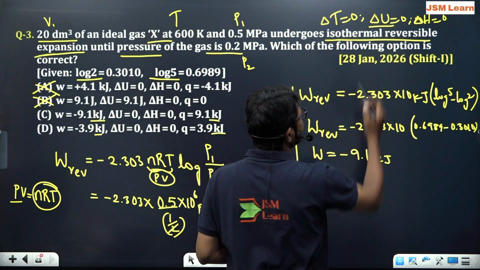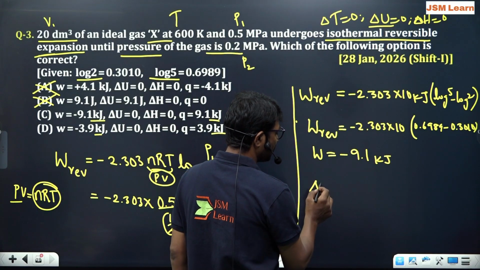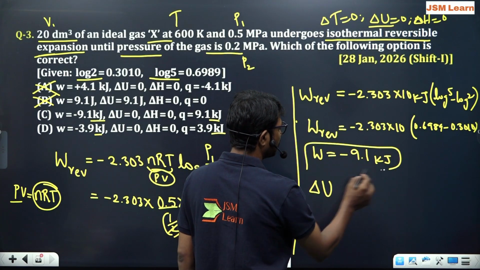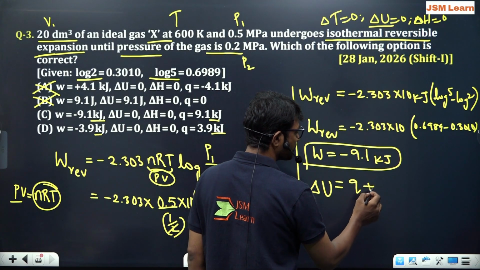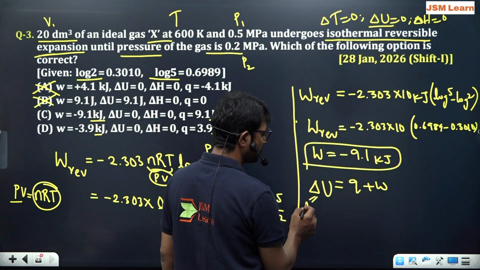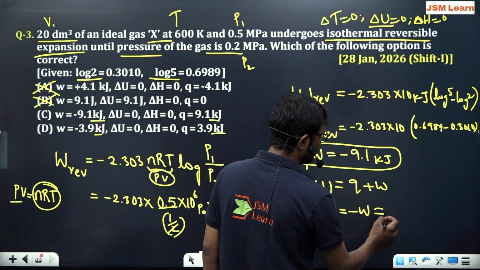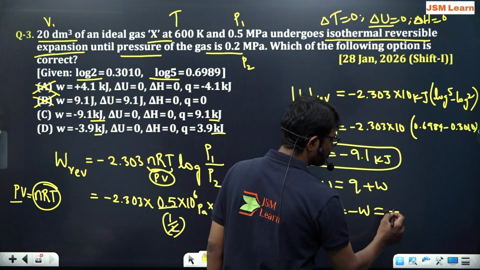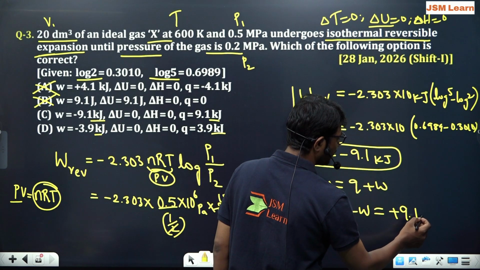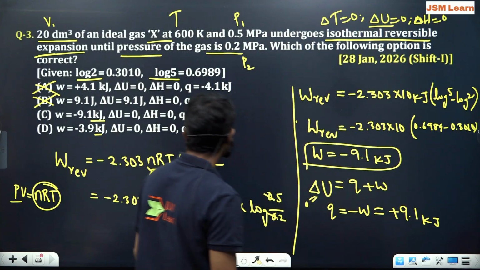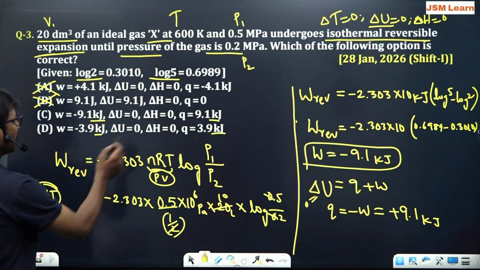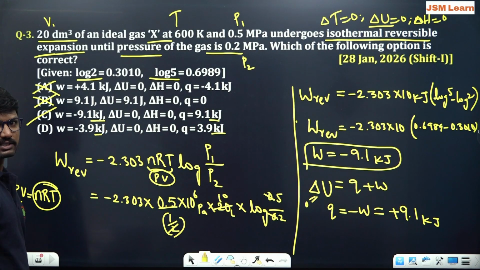As we have seen, this is isothermal, so delta U is equal to 0. From the first law of thermodynamics, delta U is Q plus W. As this term becomes 0, Q becomes minus W. That means heat absorbed is plus 9.1 kilojoules. So the option matching with that, option C, is the correct answer in this case.